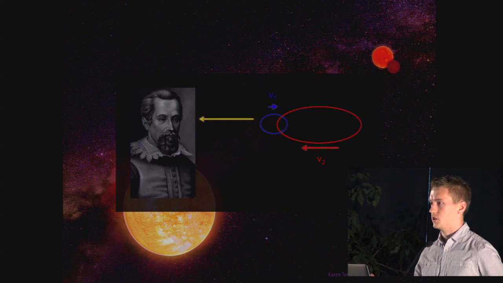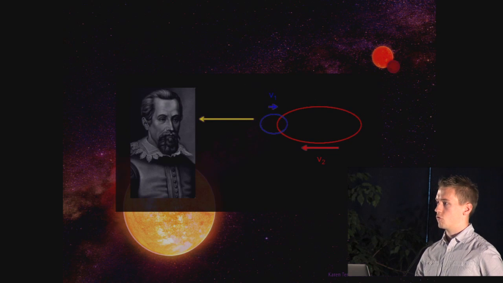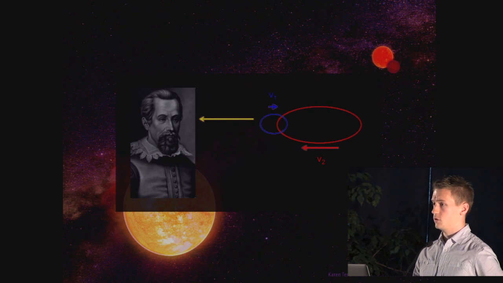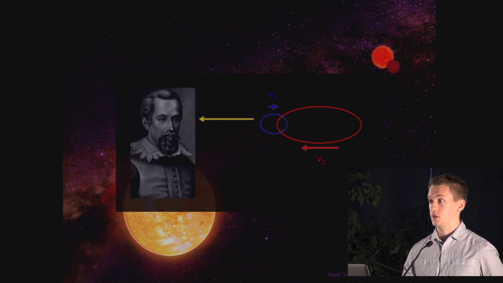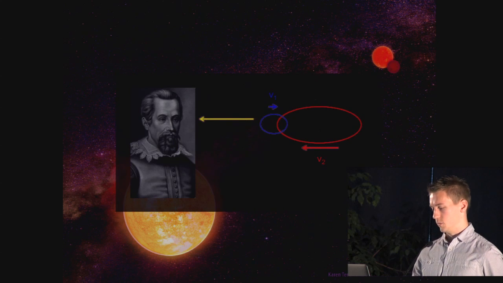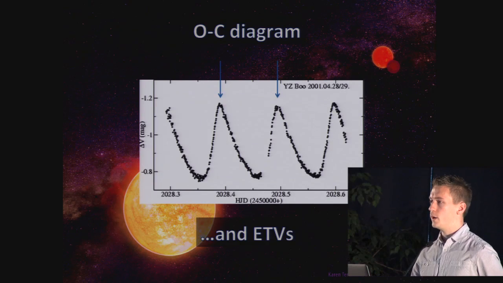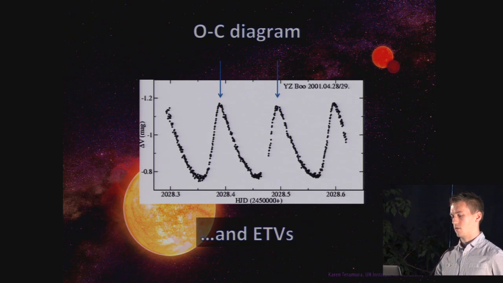The system has some eccentricity, but of course because the M star is of lower mass, it has a much greater motion in space than the delta Scuti star, but the delta Scuti star does still move, and we can detect those movements. One way we can do this is with the O minus C diagram.